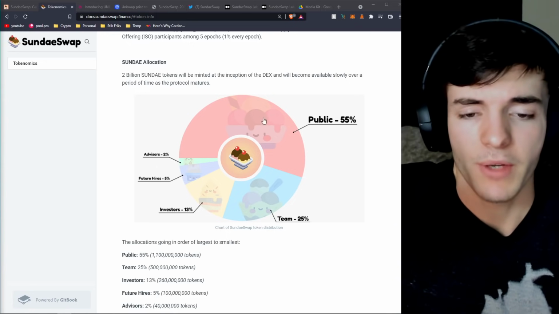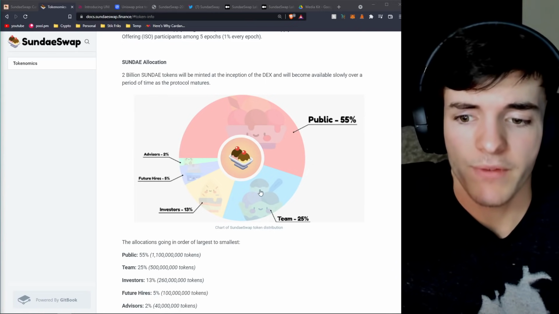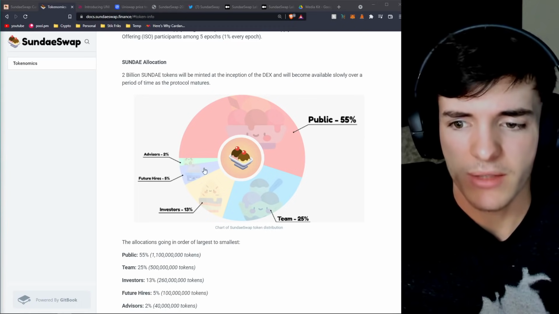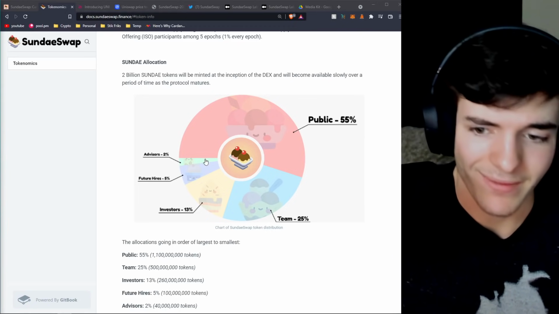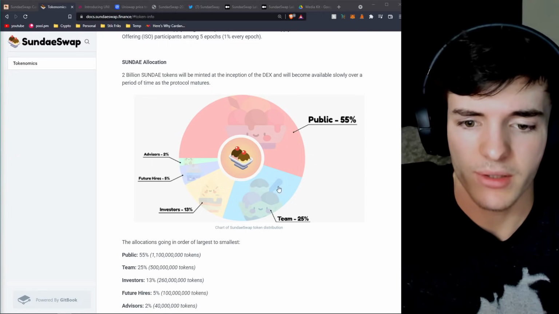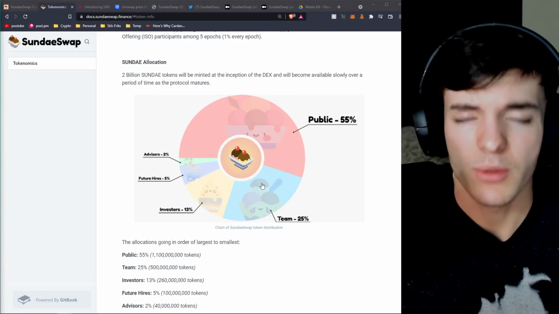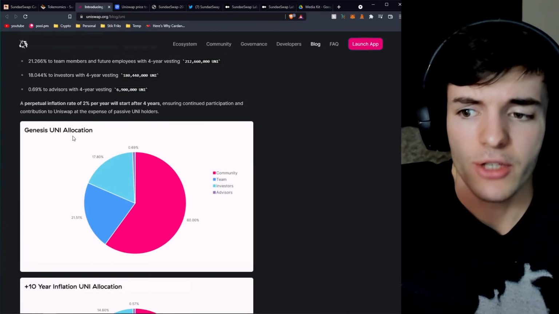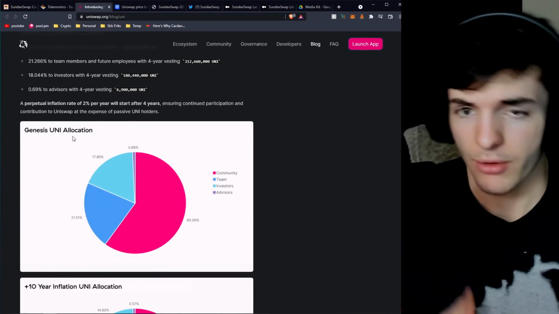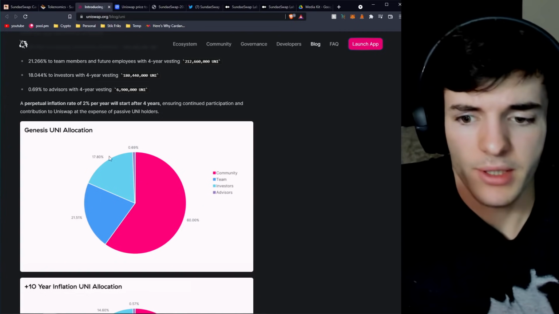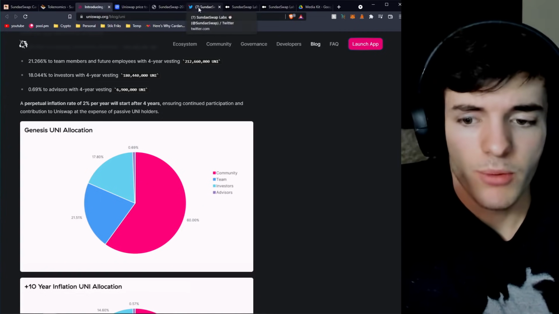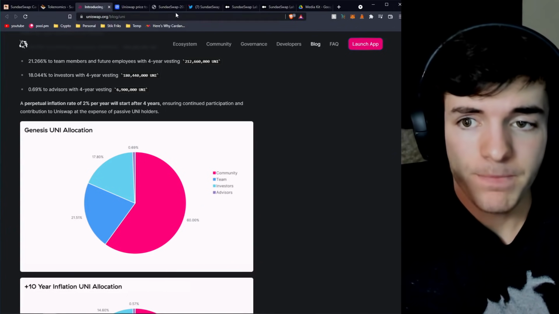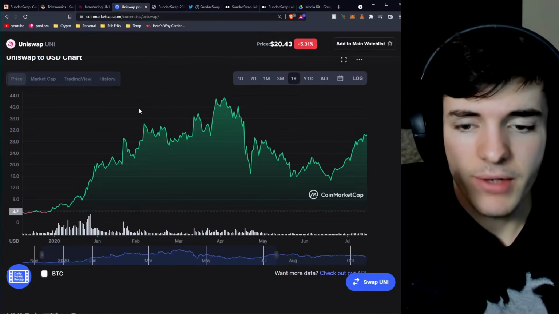You can see right here, we have 55% public and 25% team. Those are our two main metrics. And then there's about 20% for advisors, future hires, and investors. So future hires are kind of on the team side of things, so it might be closer to 30% team there. But looking at the UNI allocation for the Uniswap DEX and their native token, you can see right here that the community was 60%, so 5% more, and the team was 21%. Now, since then, the token of Uniswap has done very well, okay?